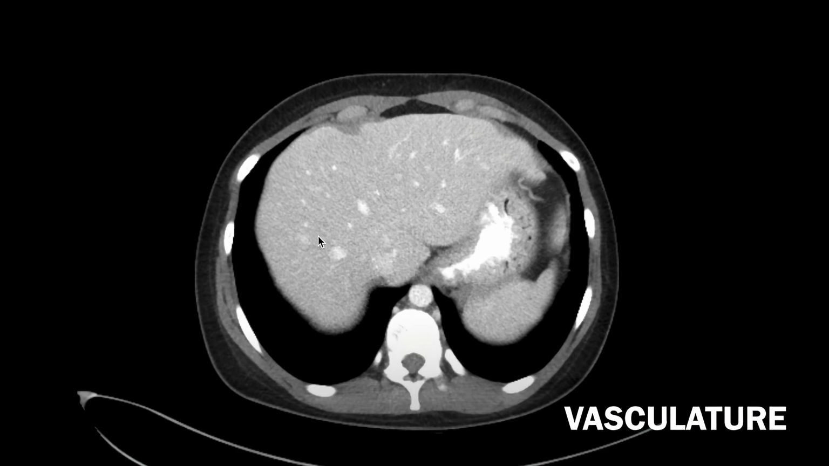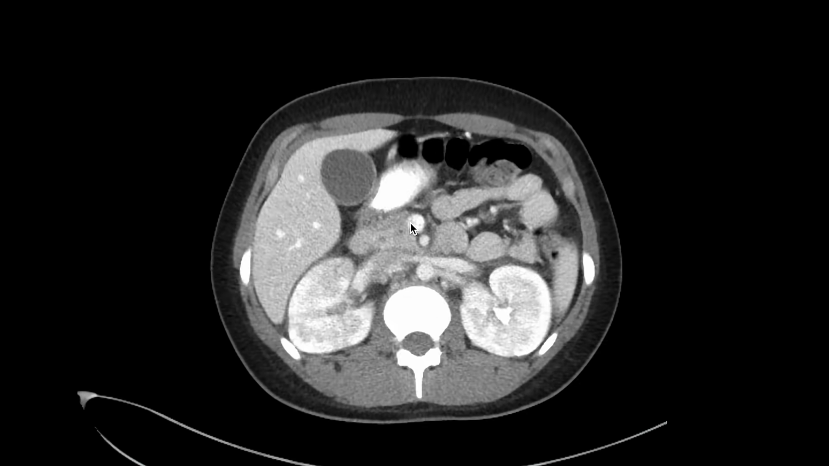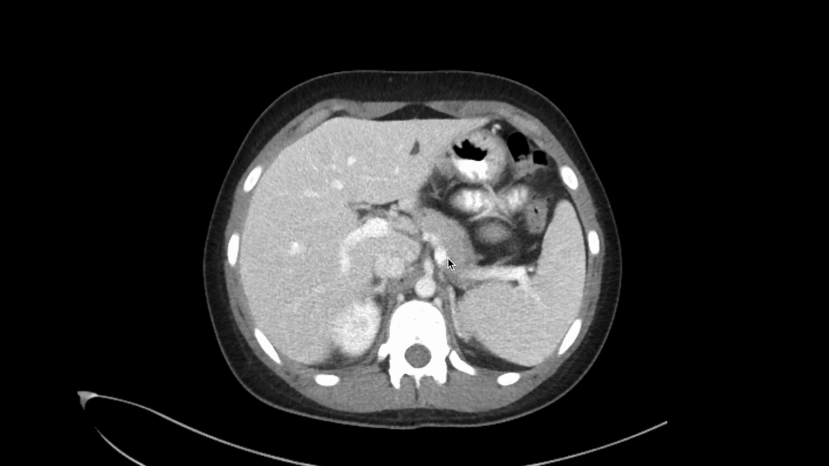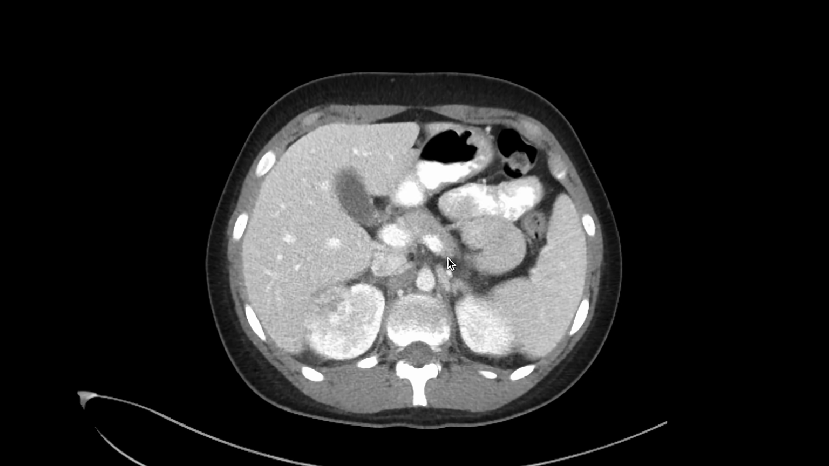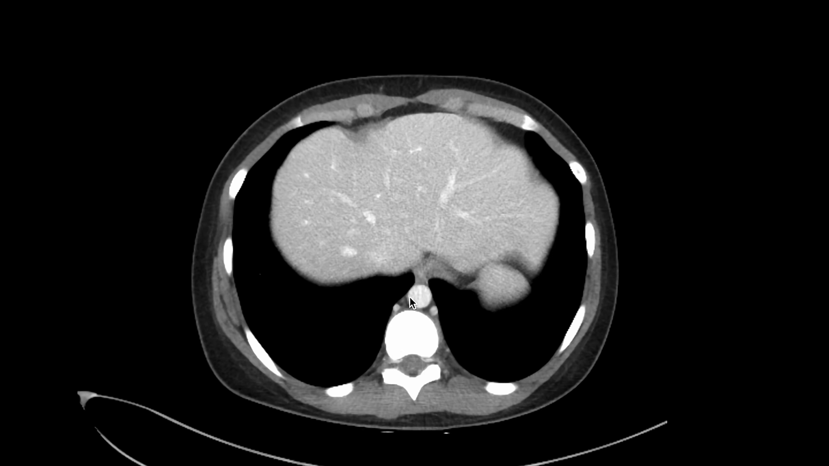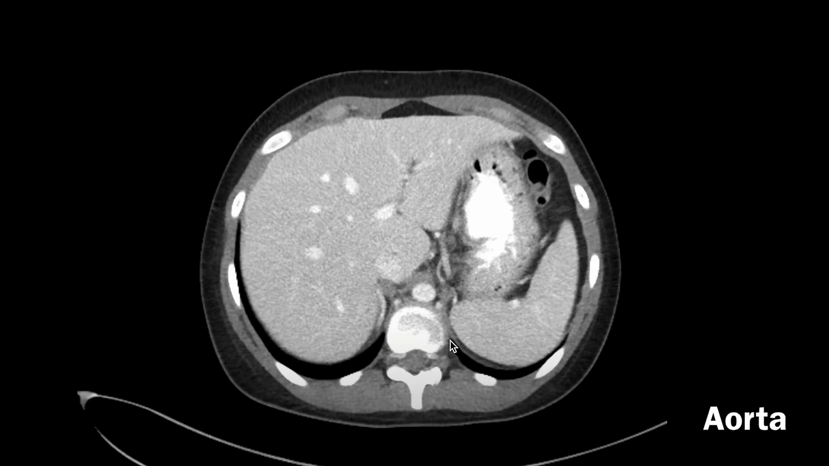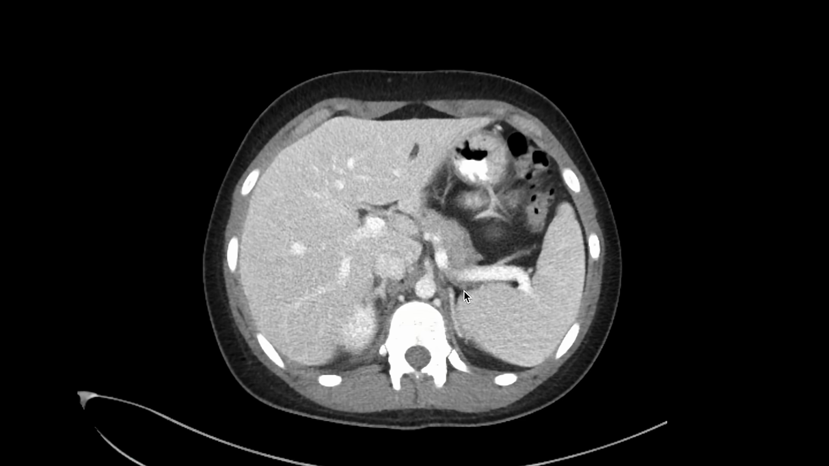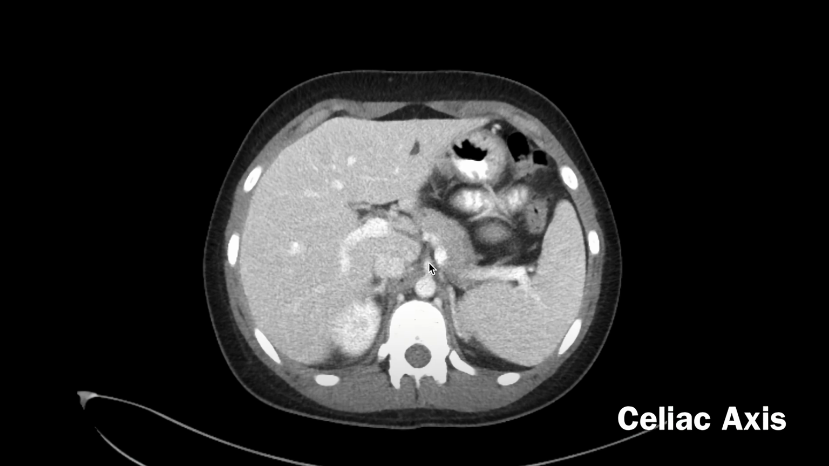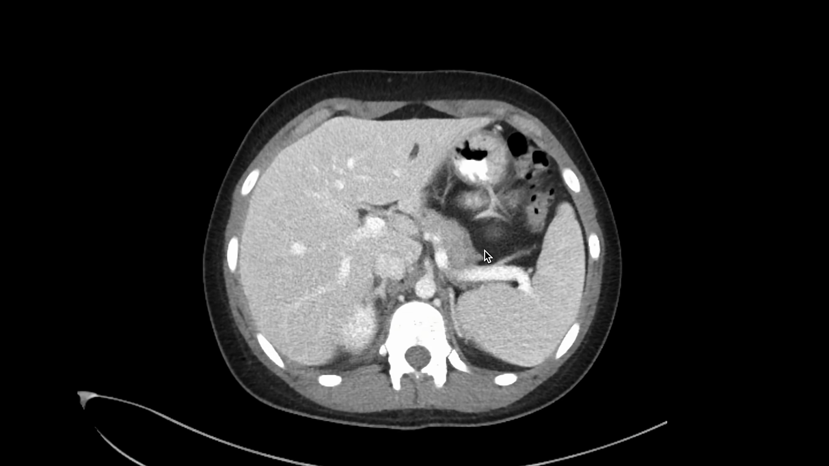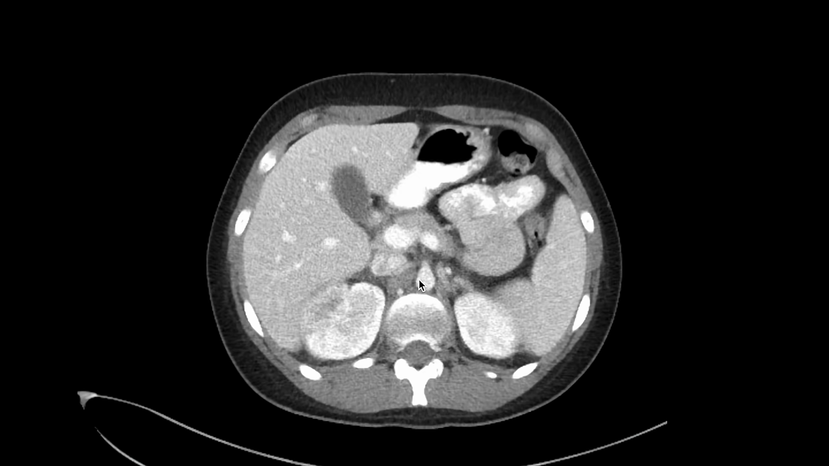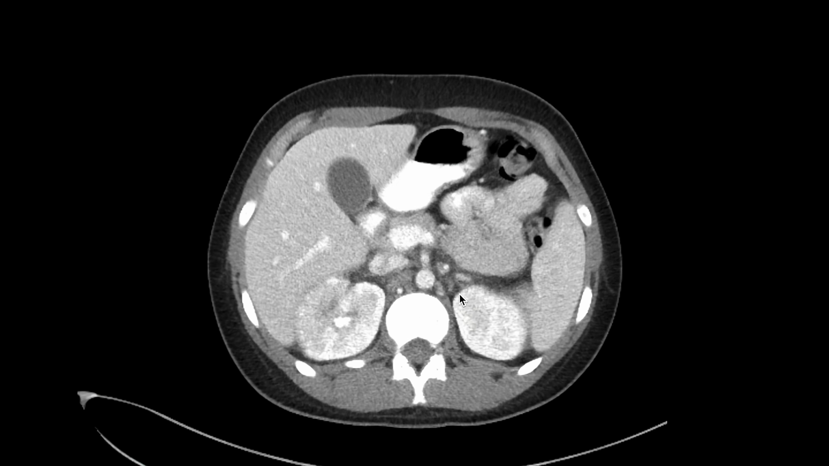So we talked about the hepatic veins and the portal venous system already with the SMV and the splenic vein as a quick review. Let's talk about arterial anatomy. So this is the aorta here. And as I scroll down, the first major branch in the midline is the celiac axis coming off anteriorly here. The second major branch off of the aorta, just inferior to the celiac axis, is the SMA here.